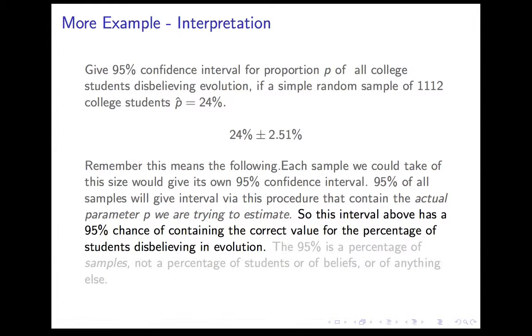This means that when you produce your interval with your data, you have a 95% chance of producing an interval that contains the true value. That is the sense in which you are 95% confident. But the really important thing that people struggle with is that 95% is a percentage of samples. It's not a percentage of students, it's not a percentage of beliefs or anything else. It's a percentage of samples because the random variable p hat takes as its sample space all samples.